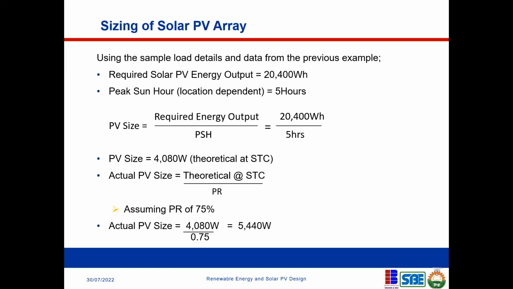The number of modules now depends on the capacity of each module. So if you go to the market and you find 400 watt peak modules, how many modules would you need? 5,440 divided by 400. That's 20 something. 21.